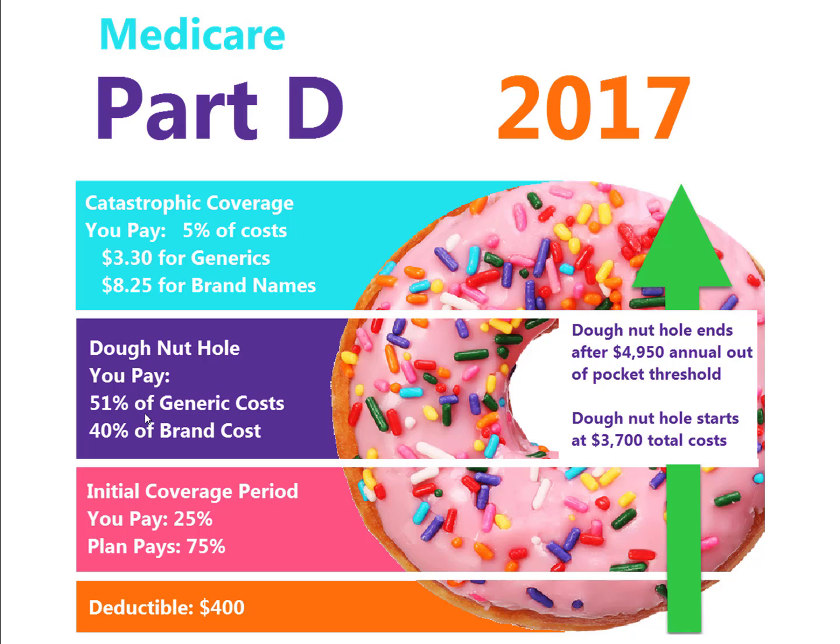So once you've reached up to $4,950 in total annual out-of-pocket costs, that's you and the insurance carrier have paid out $4,950, you enter into what's called catastrophic coverage. While you're in catastrophic coverage, you pay either 5% of the cost of the drug, $3.30 for generics, and up to $8.25 for brand name drugs, whichever one is the most. So if it's a $200 brand drug, you pay 5% of that, which would be $10. So you would pay $10 instead of the $8.25.